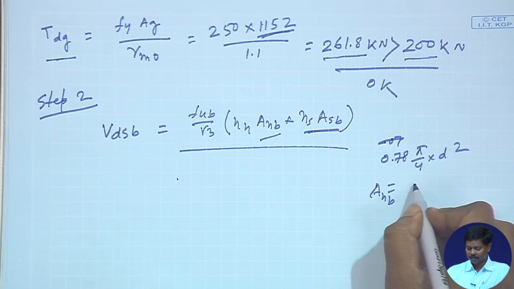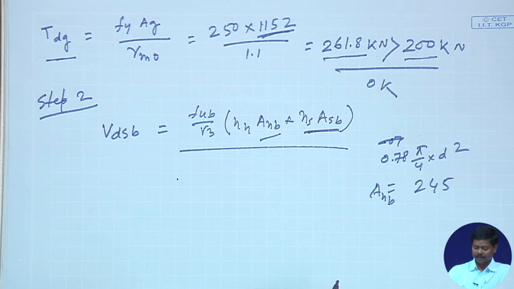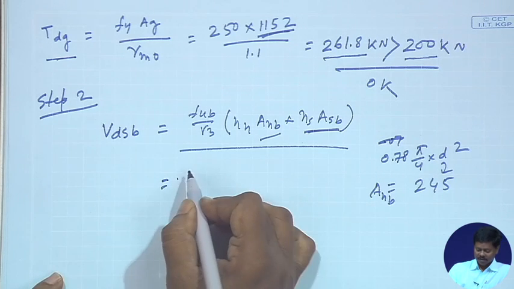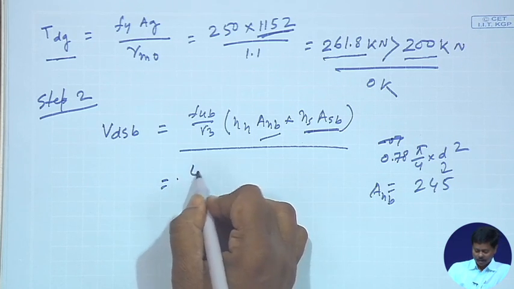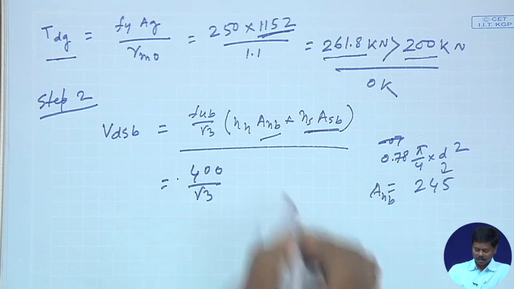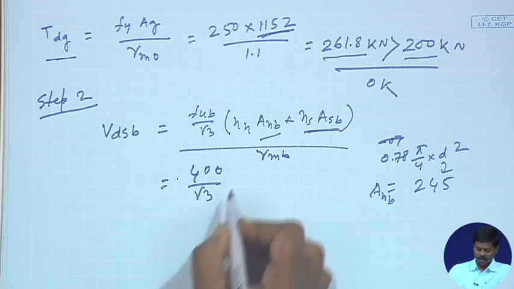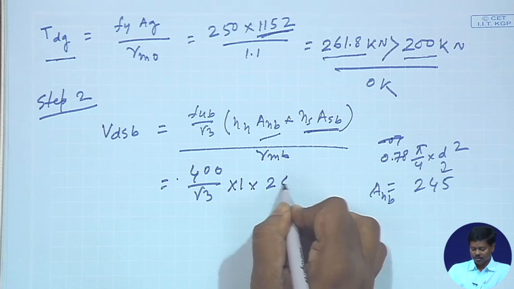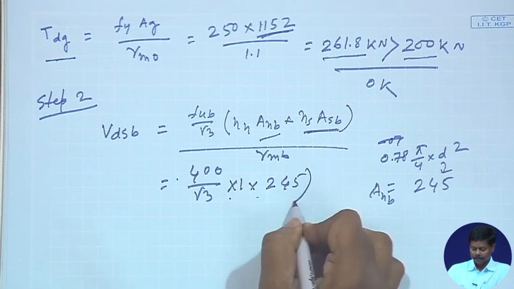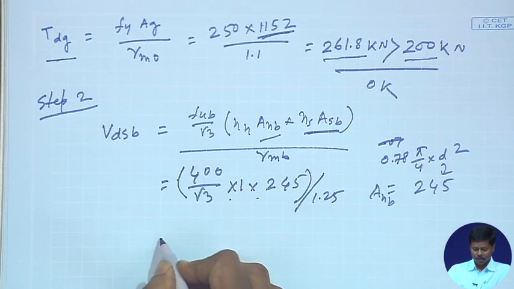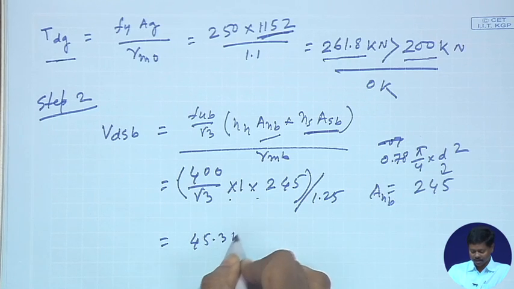ANB will become 245 if I put the value of d as 20, right. So, VDSB value can be calculated, it will be 400 by root 3 by gamma MB, right, into it is single shear into ANB is 245 by gamma MB is 1.25. So, this is coming 45.3 kilonewton.